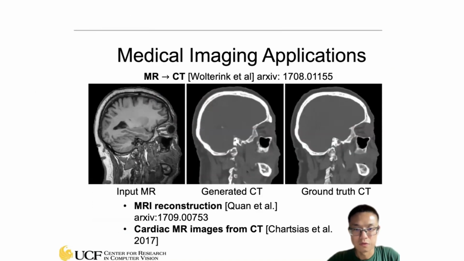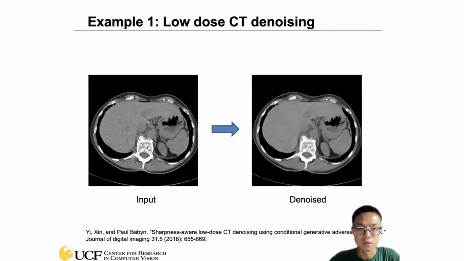Okay, so for this scan approach, people have used this in a lot of medical image applications. So the first example we look at is the low dose CT denoising. The input is a low dose CT input. The low dosage CT means the ionized radiation dosage is very small, right?